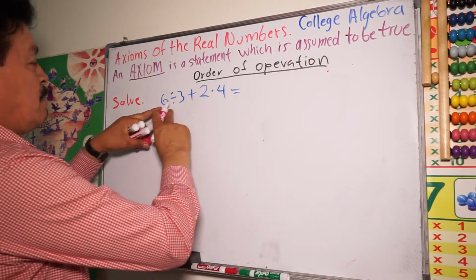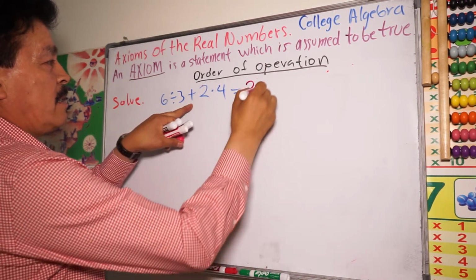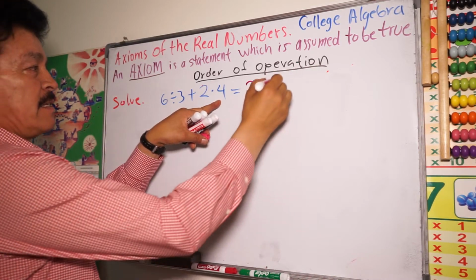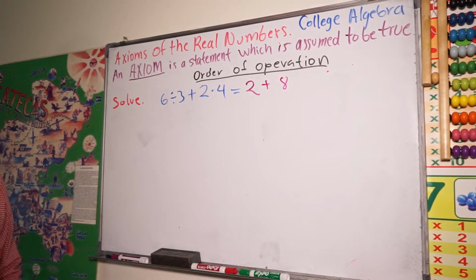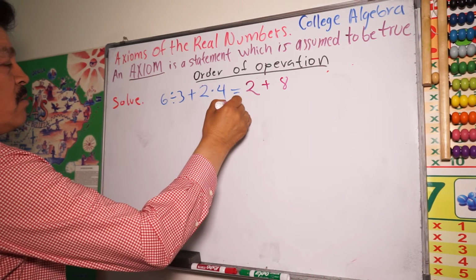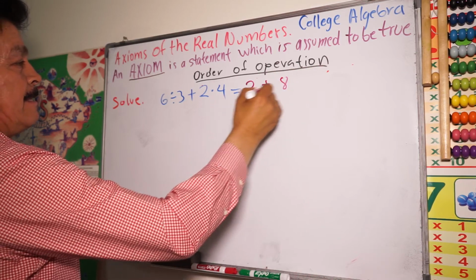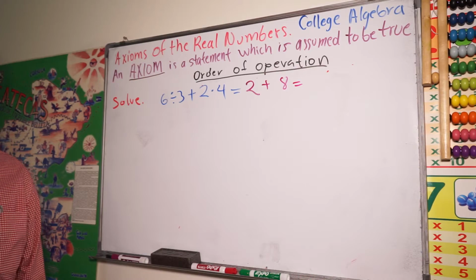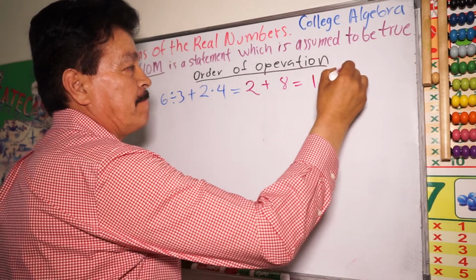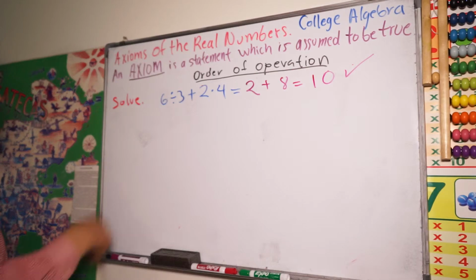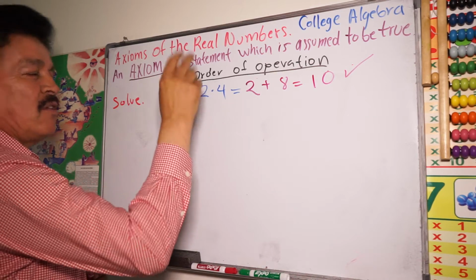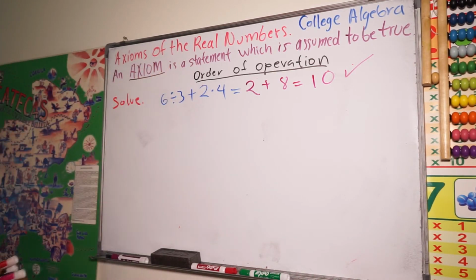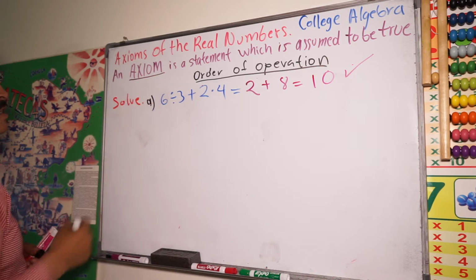So next step, divide first. 6 divided by 3 is equal to 2, right? Plus 2 times 4 is 8. So this is equal to 2 plus 8, which is 10. See, you don't do it like this: 6 divided by 3 is 2, plus 2 is 4, times 4. No, not that way. Look at the order of operations. It's very important. So this is a problem.